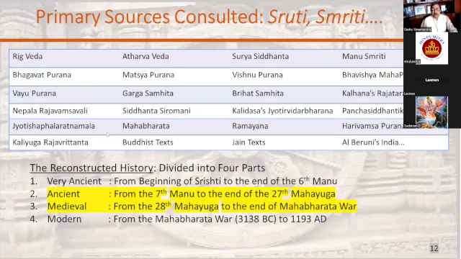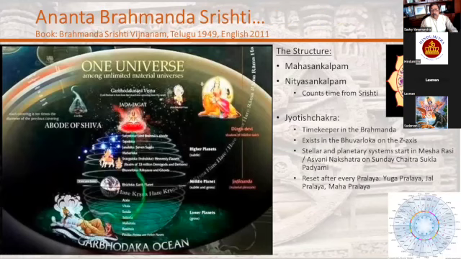All right, so these were the sources that we covered in brief. And here is the structure of the universe that we talked about. We also talked about the Jyotish Chakra, which is the timekeeper in the Brahmanda. And we talked about how at the beginning, all the stellar and planetary systems reside in the Ashwini Nakshatra, which is actually in the Mesha Rasi.